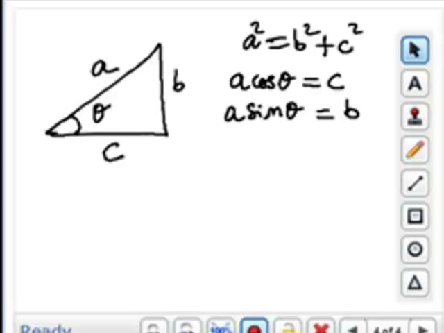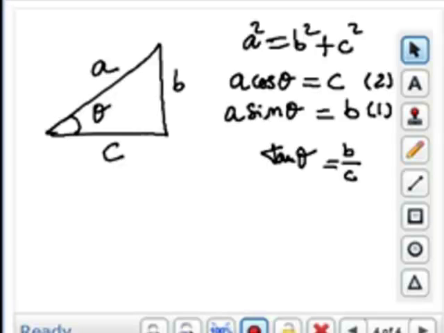And then once I have those two equations, let's say this is equation 1 and equation 2, then I can divide those two equations, right? And then I end up with B divided by C is equal to tangent theta. The A will cancel out. So now I am able to relate the angle theta with just B and C.